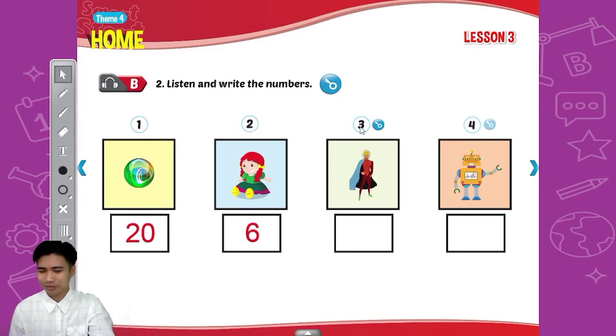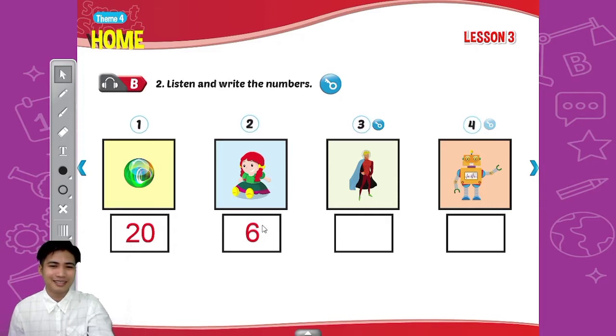Grandpa, check out my action figures. Oh, Ben! They're awesome! How many action figures do you have? I have 15 action figures, Grandpa.